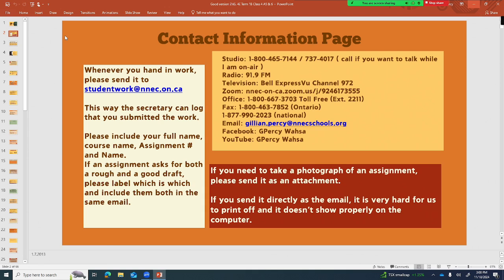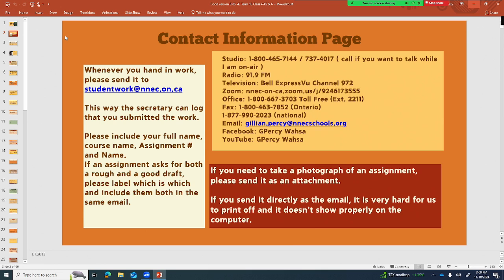Please always make sure that your full name, the course name, the assignment number and name are on each assignment. If an assignment asks you for a rough and a good draft, please label which one is which and include them both in the same email because I often compare them to see how they have changed.